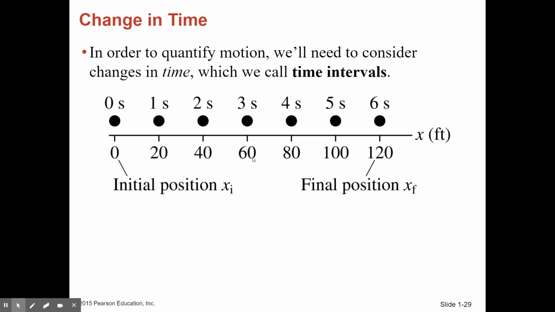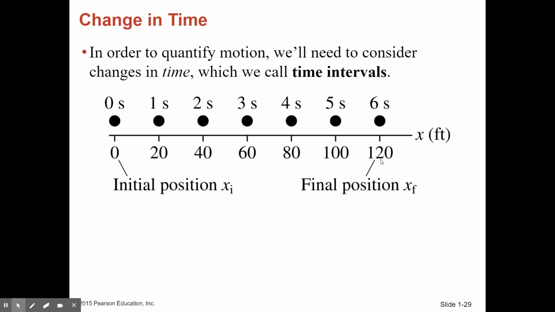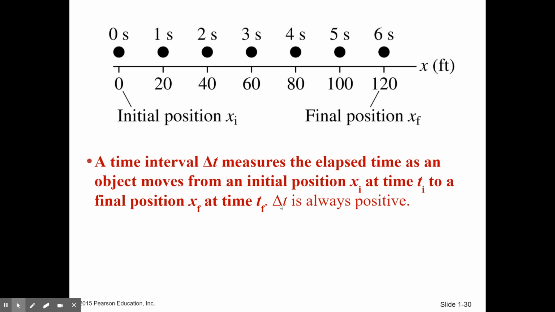And then my change in position, again, if we go back to this, a change in position, that's your displacement. So my displacement here would be 120. It's my final minus my initial, which is 0. So it's just 120 minus 0. So my displacement is 120. My change in time is 6 seconds. That's kind of what I talked about here, so I'm going to go ahead and move on.